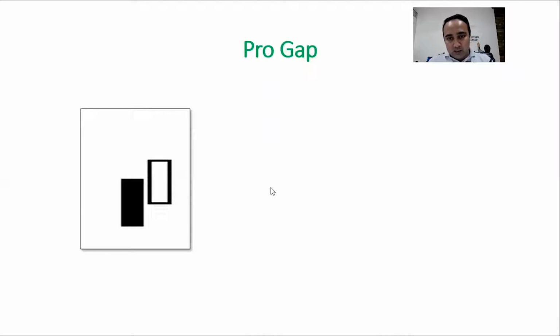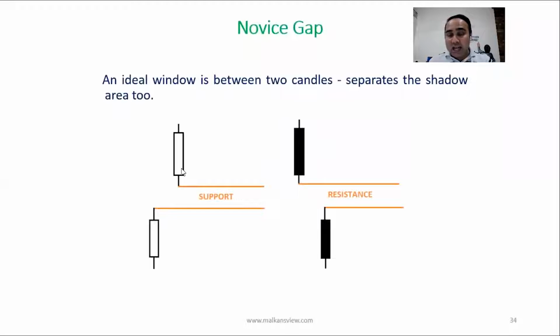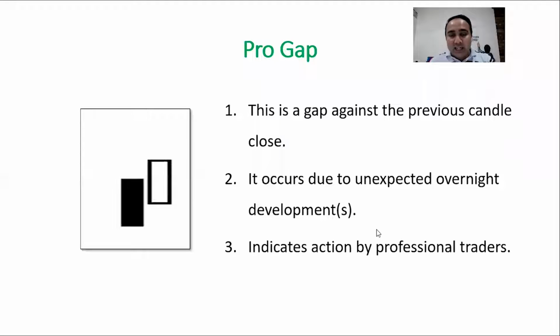And how do we use this? First of all, this is a gap against the previous candle close. This is against, means ulta, opposite. Whereas if you see, this is in the direction. This is not against. It is in the direction of gap up and gap down. And this is against. Second, it occurs due to unexpected overnight development. Means if there is news like a global market move or any announcement or any policy or any Saturday, Sunday event, that time this can happen. And this gap is generally created by the professional traders. That means if you are a layman, you generally get trapped in this, and professionals take advantage of this.